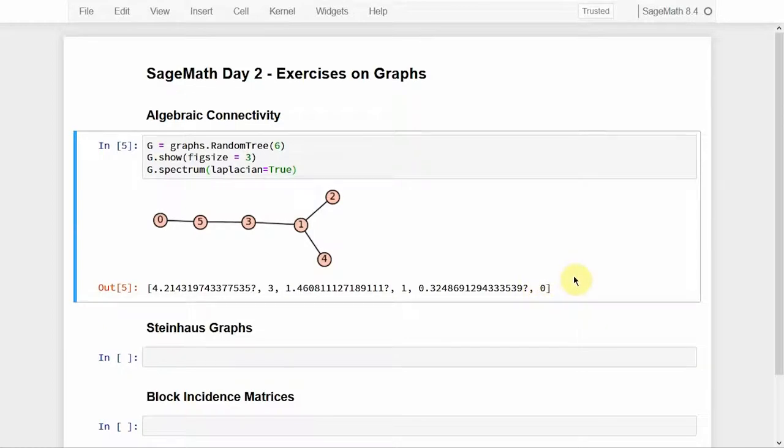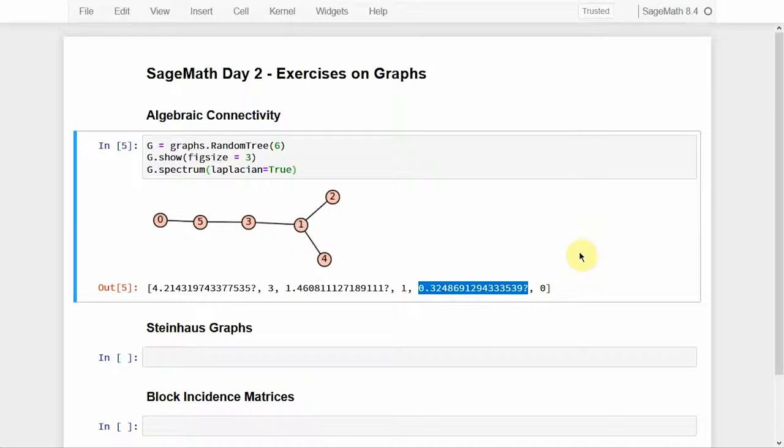And if the graph is connected, then what will be the multiplicity of 0 as an eigenvalue of the Laplacian matrix? 1, right? The graph is connected if and only if 0 is a simple eigenvalue of the Laplacian matrix. The smallest eigenvalue is 0 because it's positive semi-definite. The second smallest eigenvalue is called the algebraic connectivity of the graph, for any graph, not just a tree.